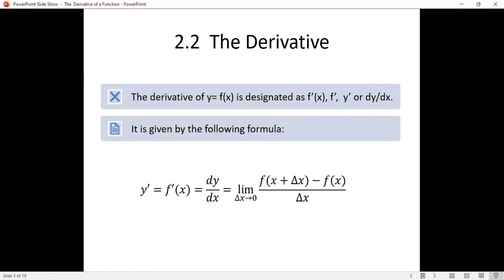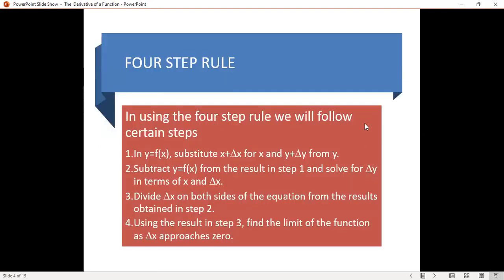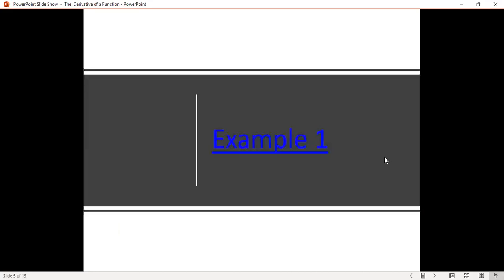Okay, so using this definition, we come up with the four-step rule of finding the derivative of y with respect to x. So first, in y equals f of x, we will substitute x plus delta x for x and y plus delta y for y. After which, you subtract y from the results in step 1 and solve for delta y, in terms of x and delta x. So we will just illustrate these steps in the next example.